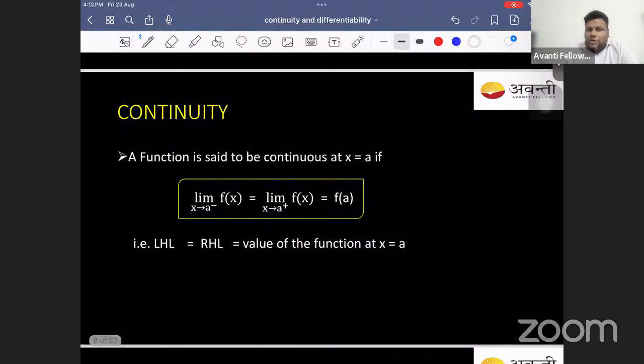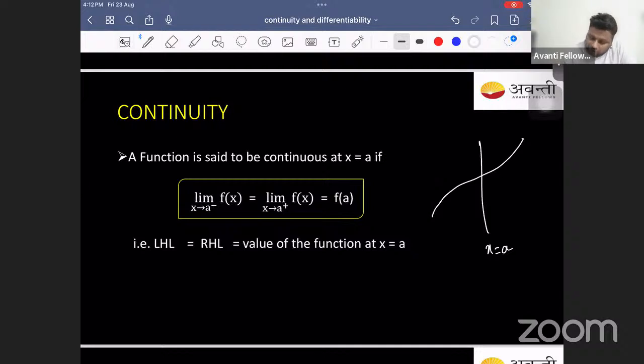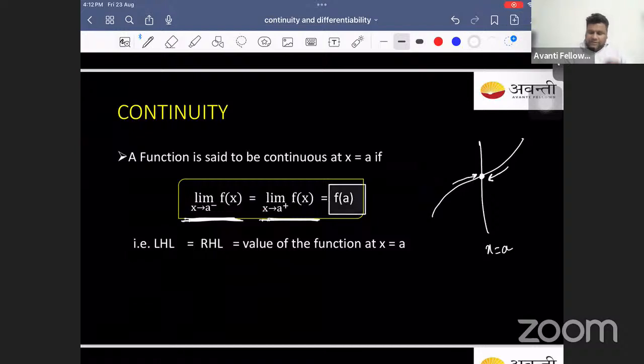Now, what is continuity mathematically? Say this is a function. This is the point x equals to a. So left hand limit at x equals to a should be equal to right hand limit at x equals to a, which should be equal to the value of the function at that point. So limit x approaches to a minus f(x) should be equal to limit x approaches to a plus f(x), which should be equal to f(a), the value of the function at that point.